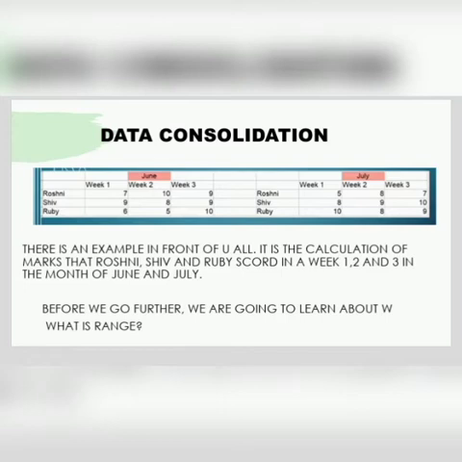Before we go further, we are going to learn what a range is. If we select a single cell, it is in a column and its first row. Its name is A1. If we select more than one cell, as you can see, it is starting from A1 and ending at B2. So its name is A1:B2, as you can see in the name box.